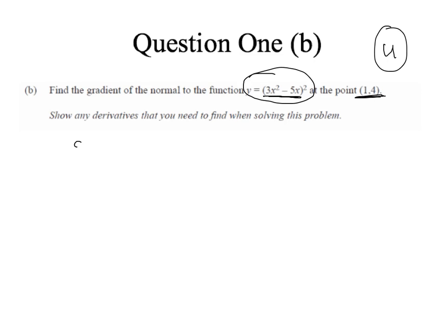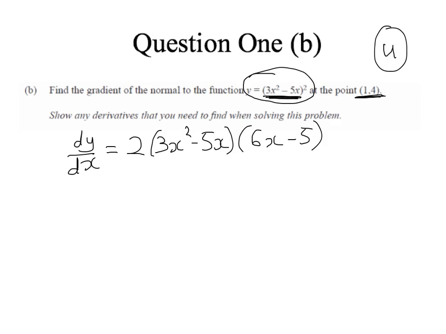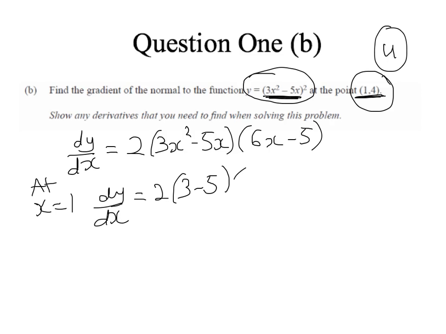Okay, so first differentiating, we're going to get dy by dx is equal to 2 times (3x squared minus 5x). Next we have to take the derivative of the inside function, which will be 6x take away 5. We need to find the gradient at this point (1, 4), so we evaluate the derivative when x equals 1. So at x equals 1, dy by dx is equal to 2 times (3 minus 5) times (6 minus 5), which is going to give me 2 times -2 times 1, -4.